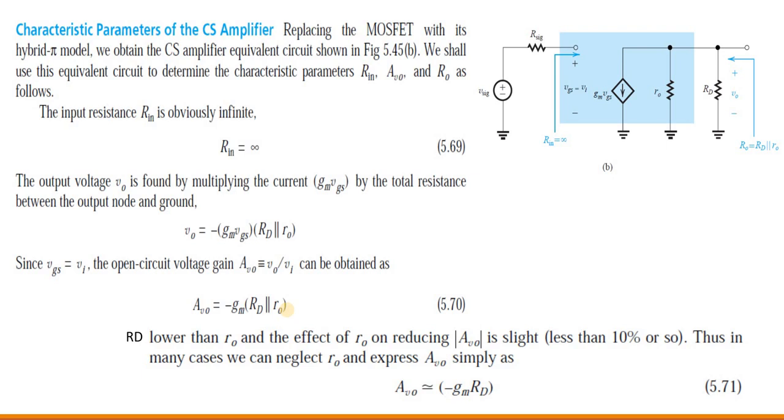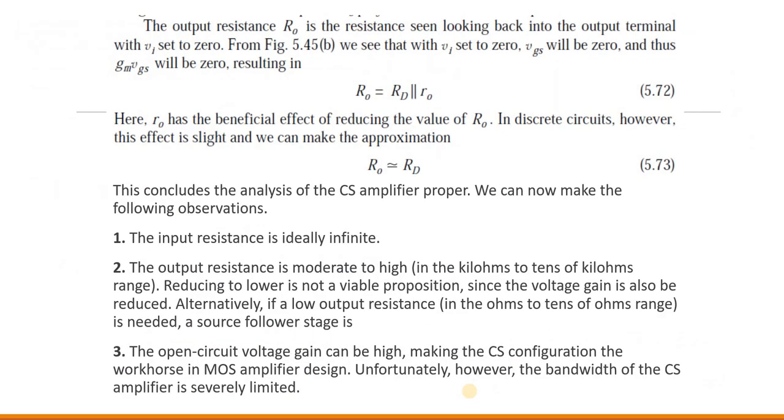Now RD is lower than R0, and the effect of R0 on reducing AV0 is slight, less than 10% or so. Thus, in many cases we can neglect R0 and express AV0 simply as this much. Especially in discrete circuit design, we neglect R0 because it is much smaller than RD. So the open circuit voltage gain is approximately equal to minus gm into RD. The small R0 does not affect the open circuit voltage gain.